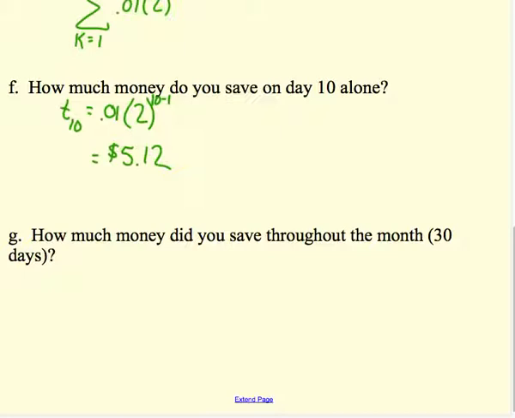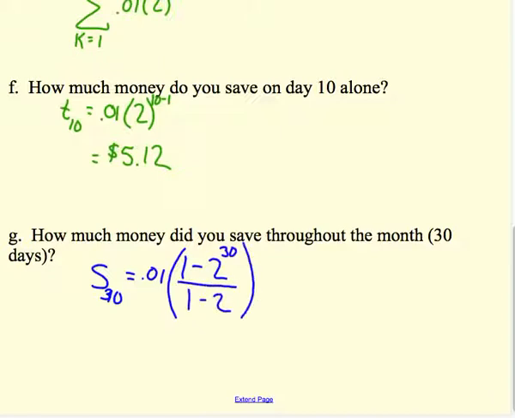How much money did we save throughout the month? So let's evaluate that formula we just came up with for our sum. That should be S sub 30 equals the first term times 1 minus the common ratio to the nth power, all over 1 minus the common ratio. We ended up saving $737,418.23.